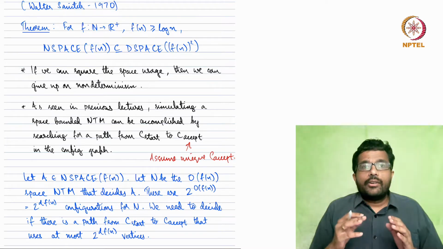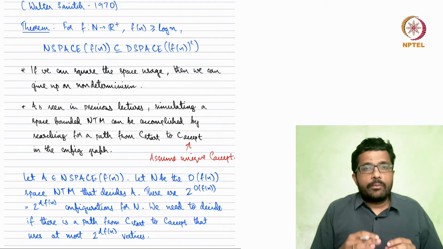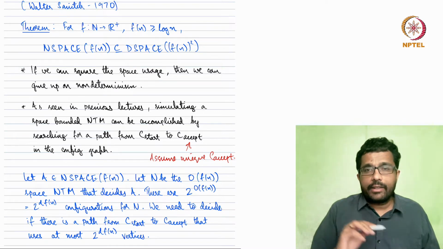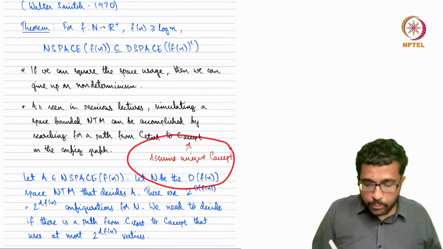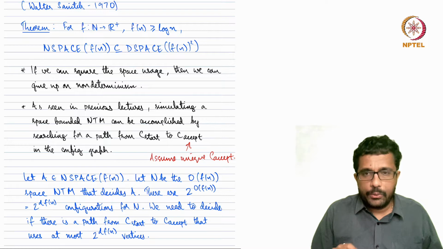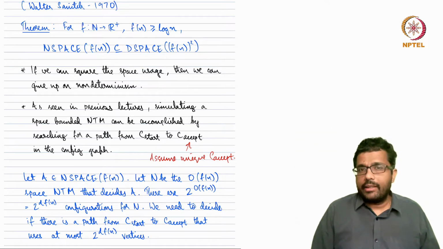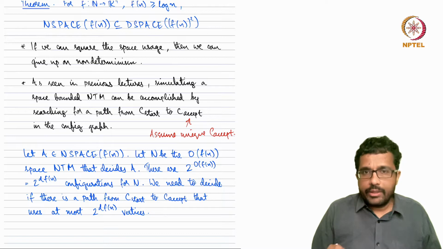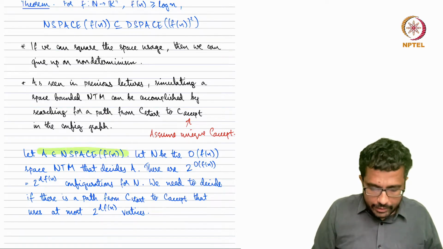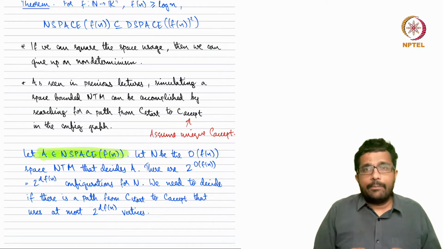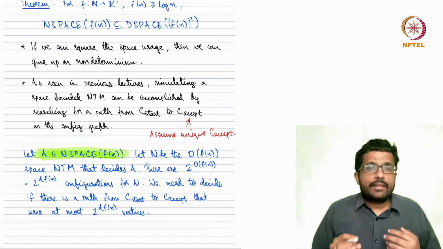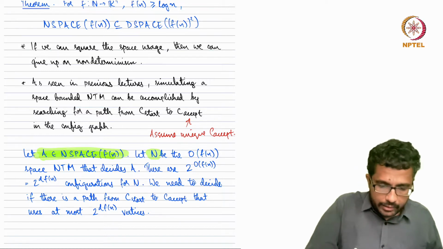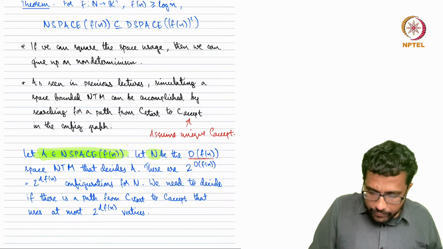We saw that to decide whether a space-bounded non-deterministic Turing machine accepts a certain input string, we just have to look at the configuration graph and see whether there is a path from the starting configuration to the accepting configuration. Of course, we need to assume that there is a unique accepting configuration, but we have already discussed how to get to that. This is a relatively easy thing to accomplish. Now suppose you have a language A, which is an arbitrary language in NSPACE(f(n)). We will show that A belongs to DSPACE(f(n) squared). So suppose A is decided by a non-deterministic Turing machine N in O(f(n)) space.